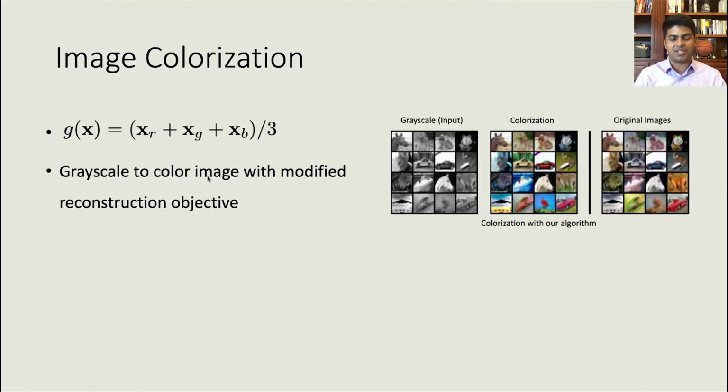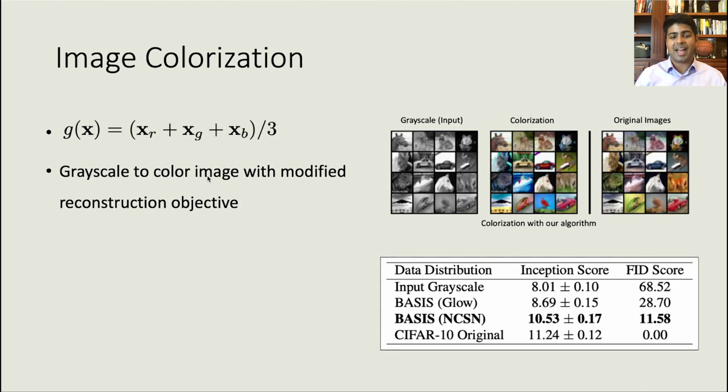And the results here show that, in fact, our algorithm does a pretty good job of separating out the different color channels to create a colorized input, and is in fact very close to the original ground truth images in terms of how realistic they are under inception and FID score.